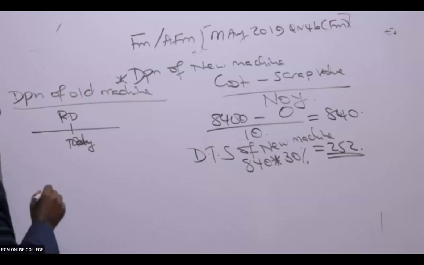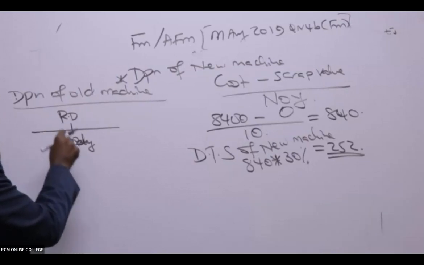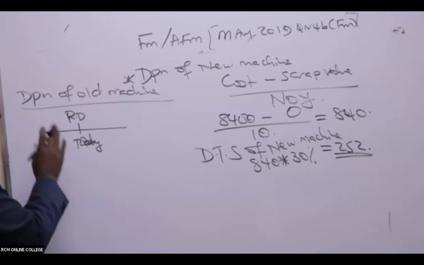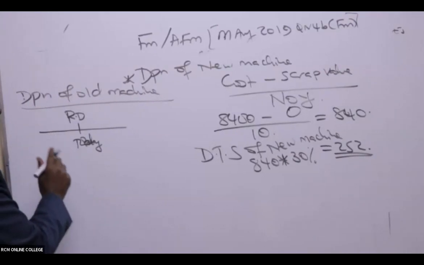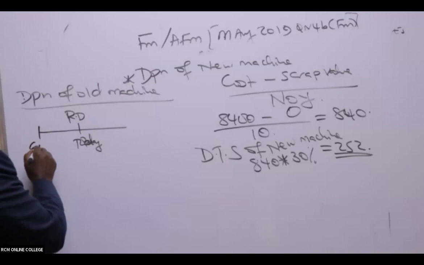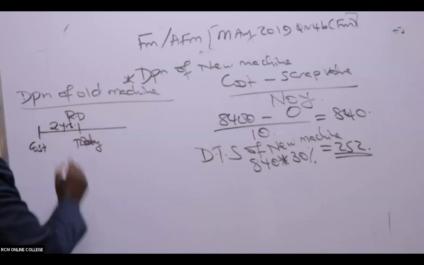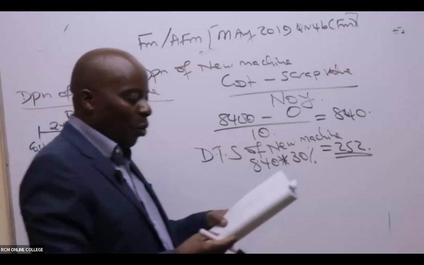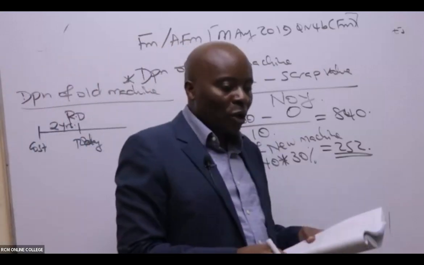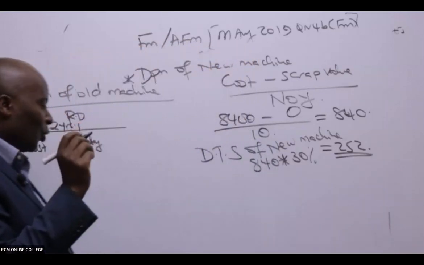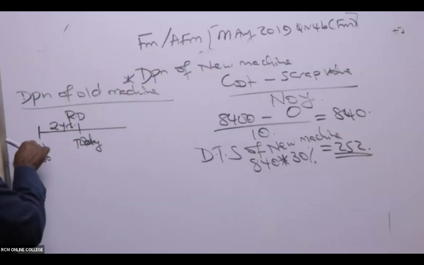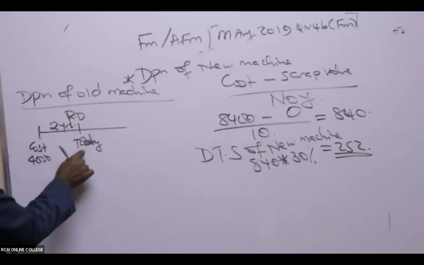Today, we are told the existing machine was acquired how many years ago? It was acquired 2 years ago. At what cost? This existing machine was acquired 2 years ago at a cost of 4,000. Remember, we are cutting the 3 zeros. So then I would want to move this machine from 2 years ago to today.